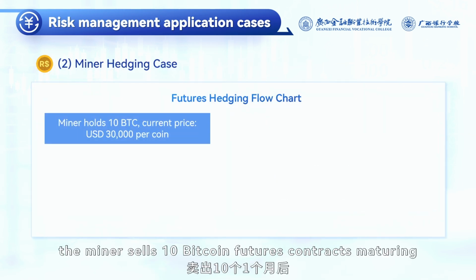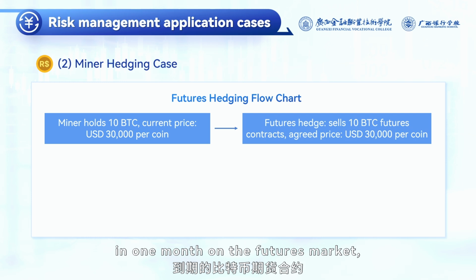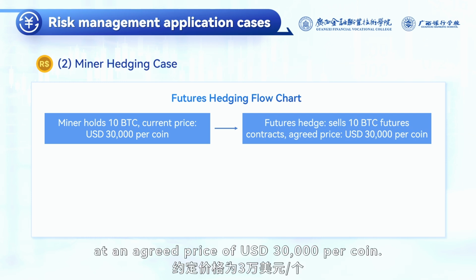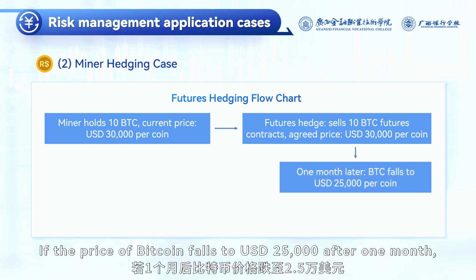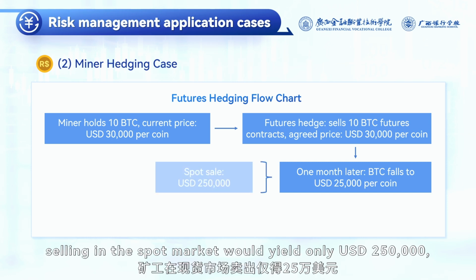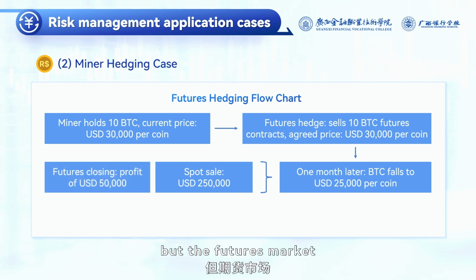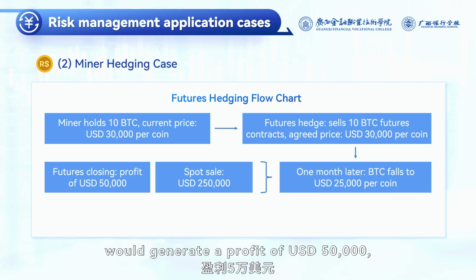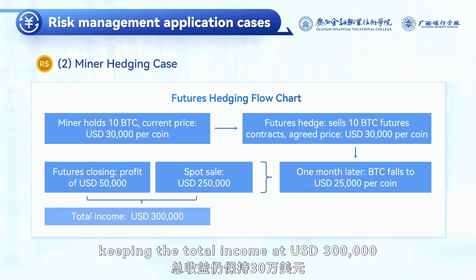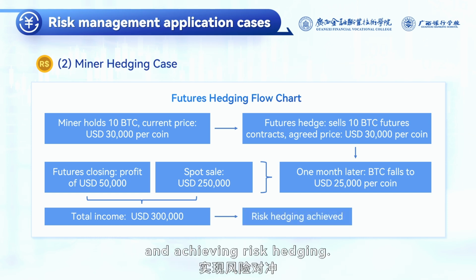The miner sells 10 Bitcoin futures contracts maturing in 1 month on the futures market at an agreed price of $30,000 per coin. If the price of Bitcoin falls to $25,000 after 1 month, selling in the spot market would yield only $250,000, but the futures market would generate a profit of $50,000, keeping the total income at $300,000 and achieving risk hedging.